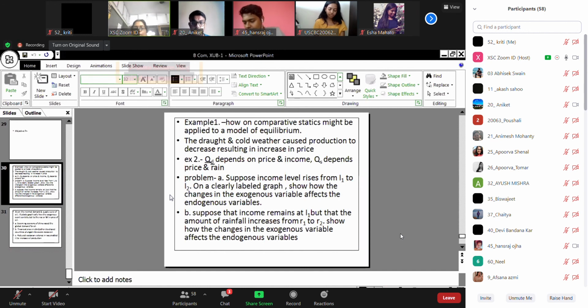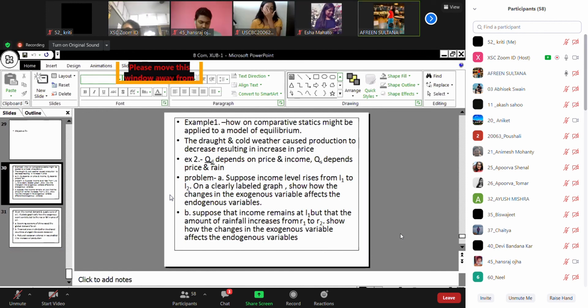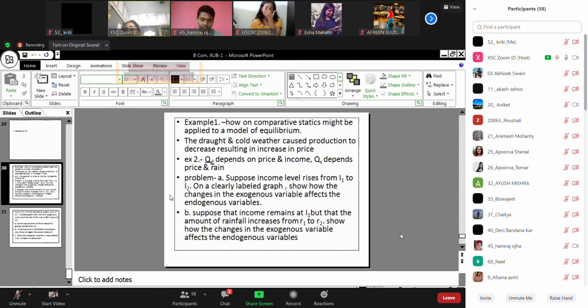Okay. So our problem is, D and S are given, but now the income of the consumer has increased. What will happen? Income of the consumer will increase, so the demand will also increase. Very good. Demand will increase, so demand will shift to the right.